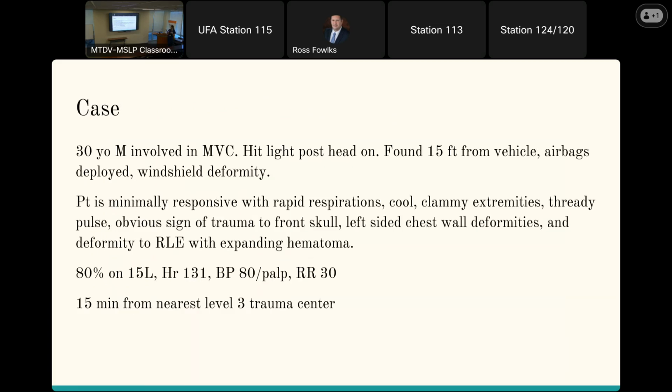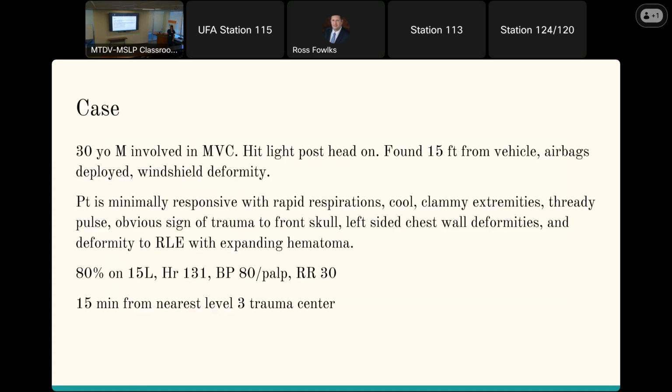Okay, I teach ATLS and I think it's great to just go through this, seeing your thoughts and what you would be doing for a patient like this. Let's say you get a call about a car crash and you get there, it's a 30-year-old who hit a light post head on. There's significant deformity to the car and windshield, and the patient is already out of the vehicle, found 15 feet away. Airbags were deployed in the car.